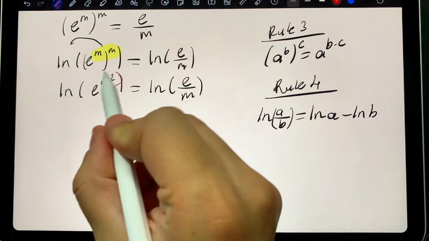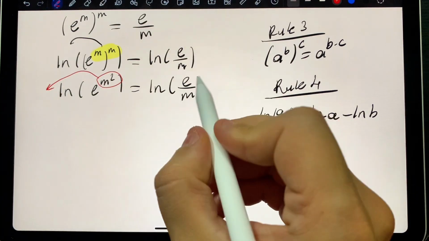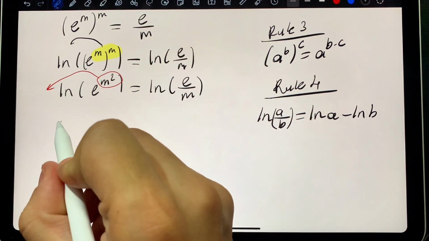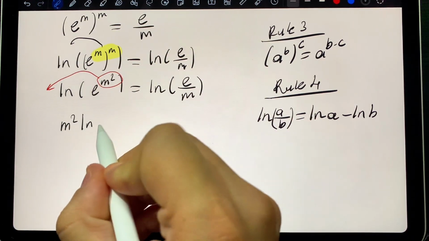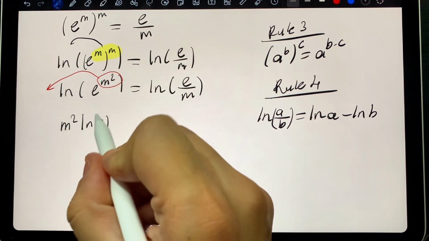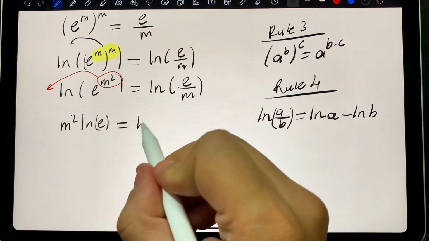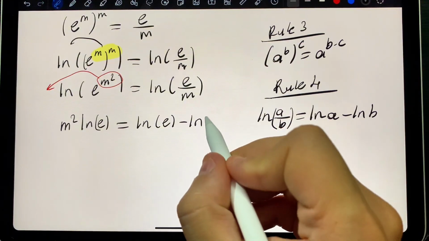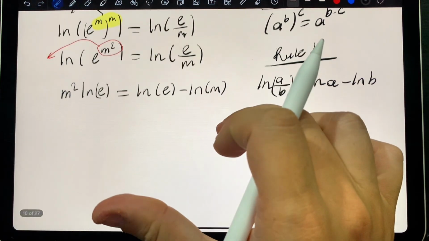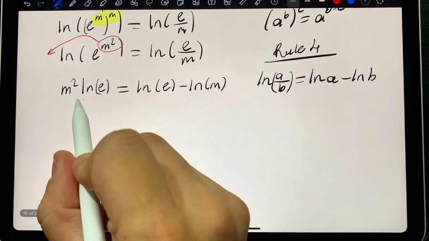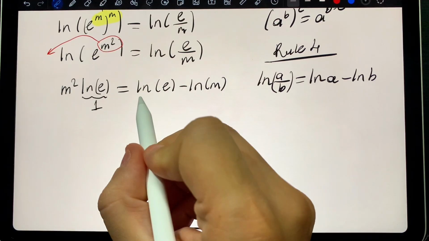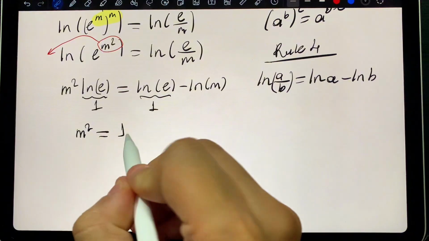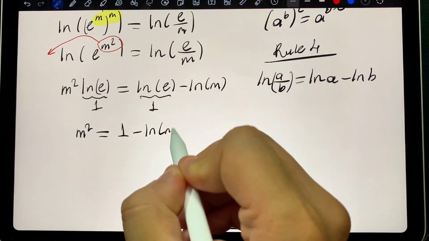Now, m squared times ln e equals ln e minus ln m. ln e equals 1. m squared equals 1 minus ln m.